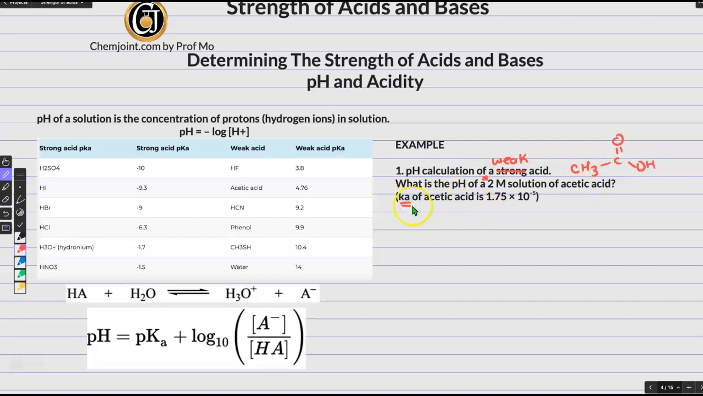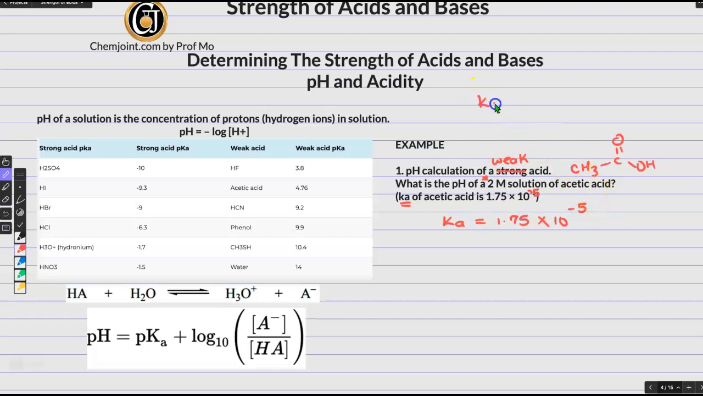We are given the ionization constant. We're given the pKa value, and you can see it's quite a small number. It's quite a small number. You're given Ka equals 1.75 times 10 to the power negative 5.